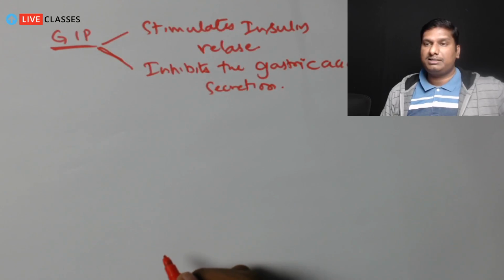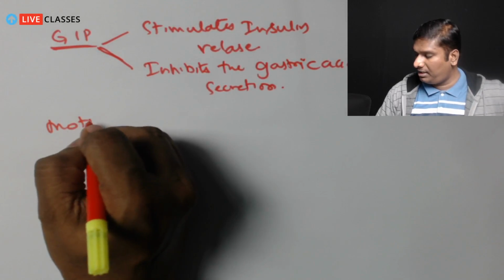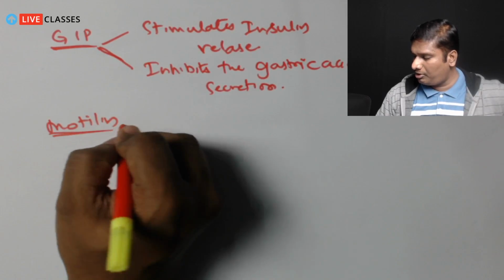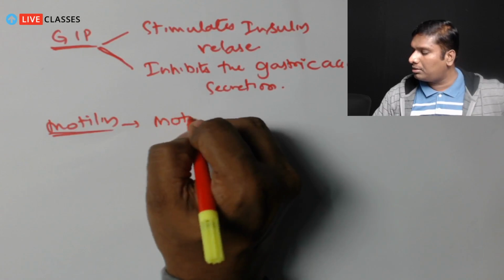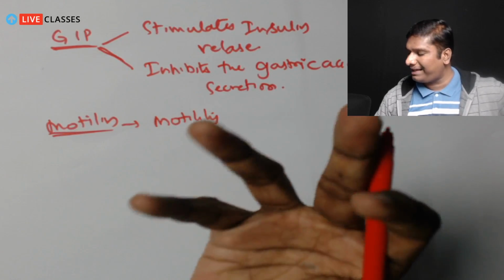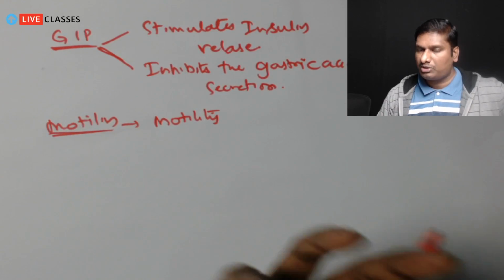Even this inhibits the gastric acid secretion. Then you have the final hormone which is produced by your small intestine, which is your motilin. Motilin is actually responsible for the motility, so your stomach actually moves. Mechanical digestion of the stomach is because of the movements.